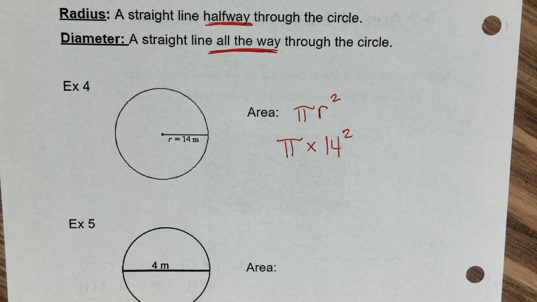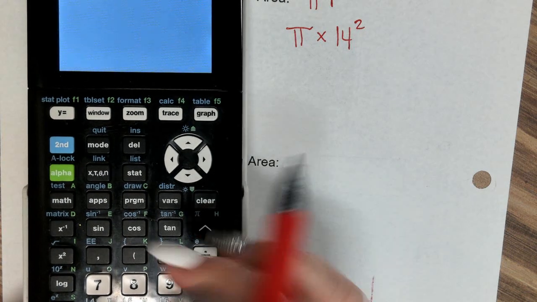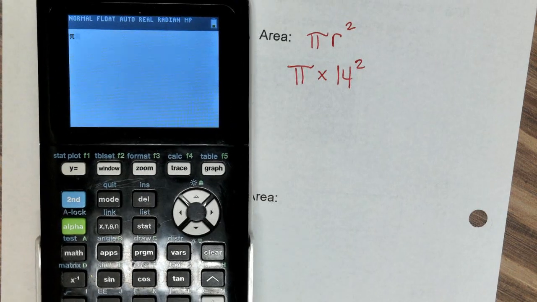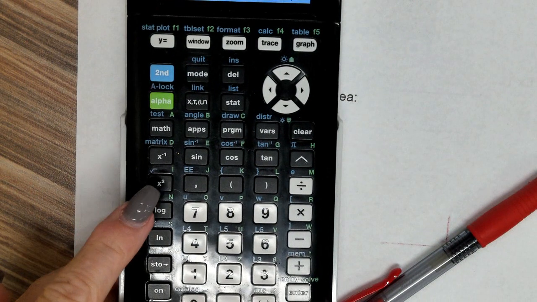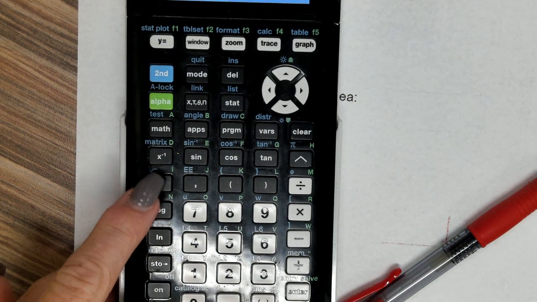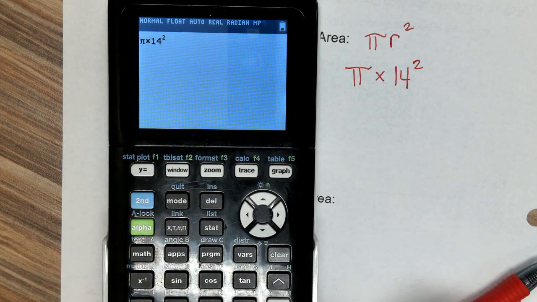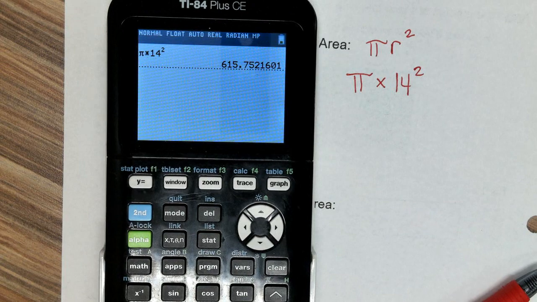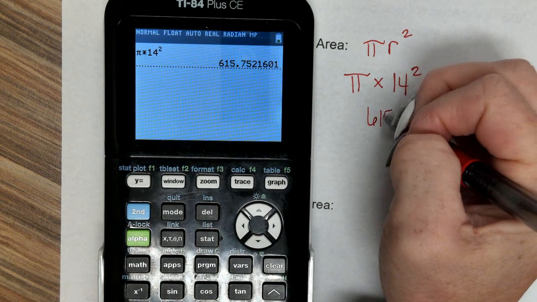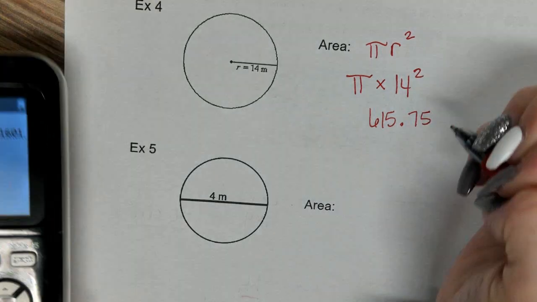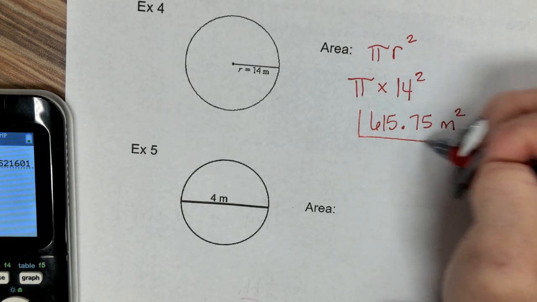Let's round to the hundredths place. So I'm going to do pi. Does everybody remember where the pi button is right here? Yes, you do. Second pi times 14. Now everybody look, this is a shortcut right here for squared. Y'all see it? So you just push this and it'll square it for you and hit enter. And again, you don't have to write that whole thing. Let's round it to the hundredths place. So 615.75 meters, what? Squared.